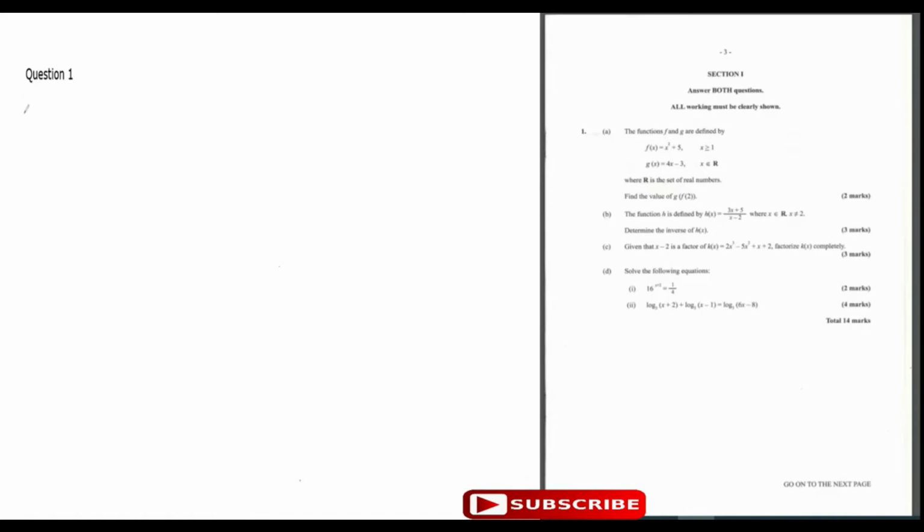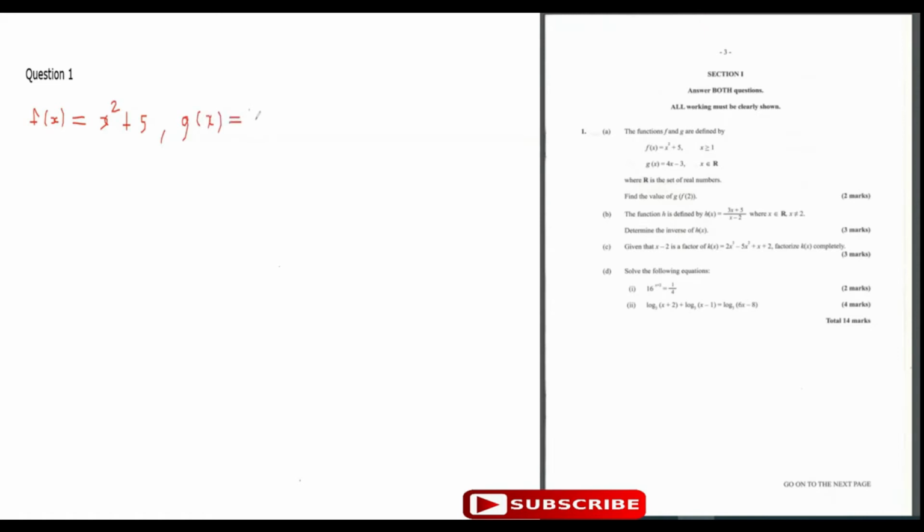Question 1 usually starts with polynomials. It gives us f of x and g of x, and it says find the value of f of 2. First thing we notice is that f of x is equal to x squared plus 5. That's f of x. And it also gives us g of x, which is 4x minus 3.